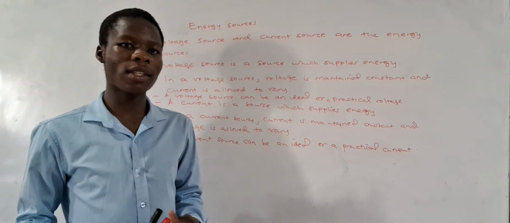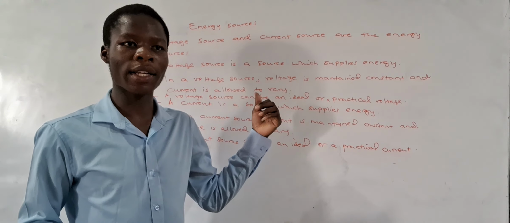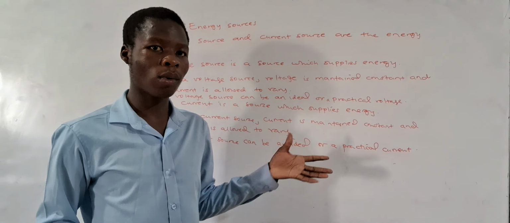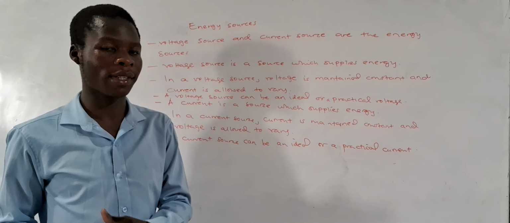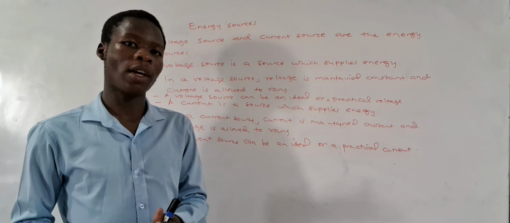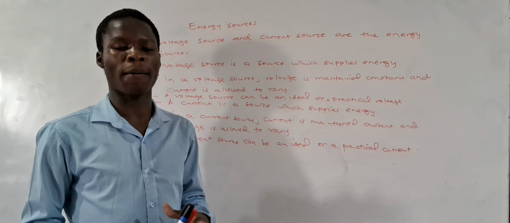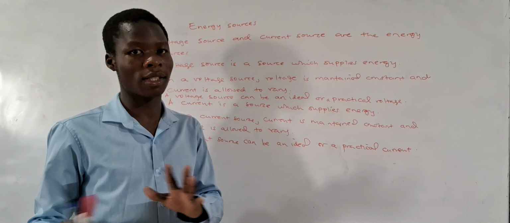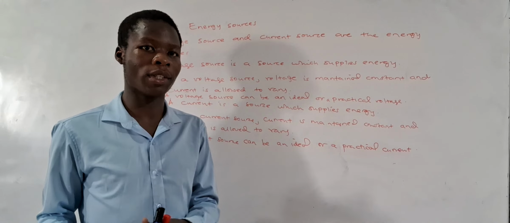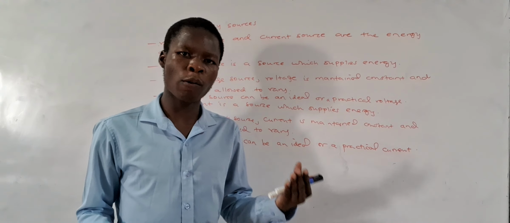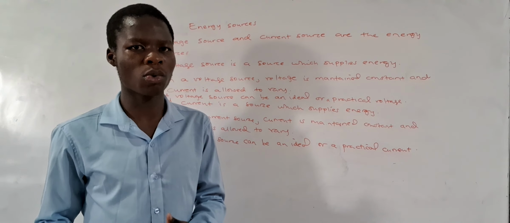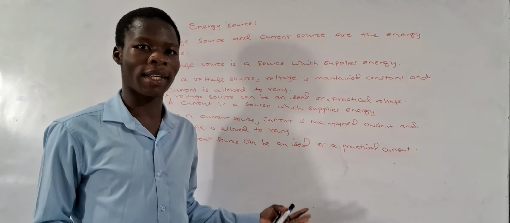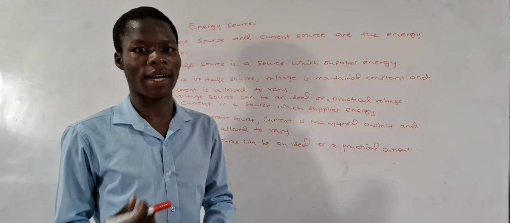Right? So a voltage source is an energy source. Also a current source is a source of energy. See now, in a voltage source, voltage is maintained constant and current is allowed to vary. In a current source, current is maintained constant, while voltage is allowed to vary. So a voltage source can be an ideal source. It can be a practical source. While a current source again can be a practical source, it can be an ideal source.